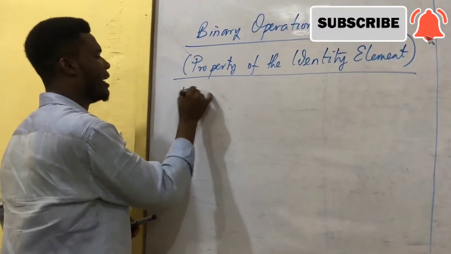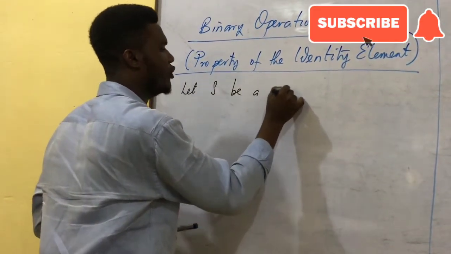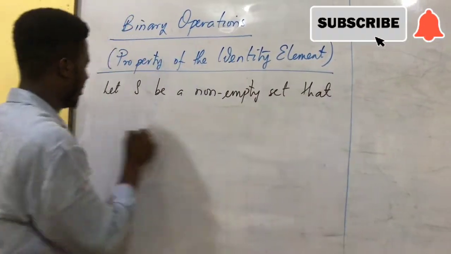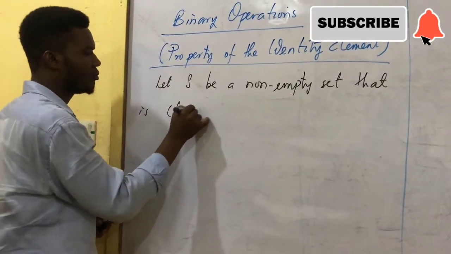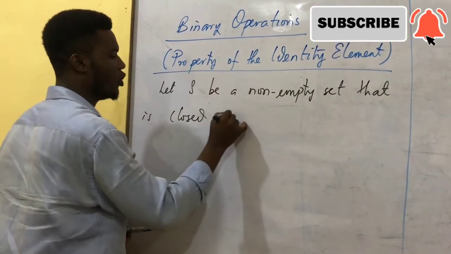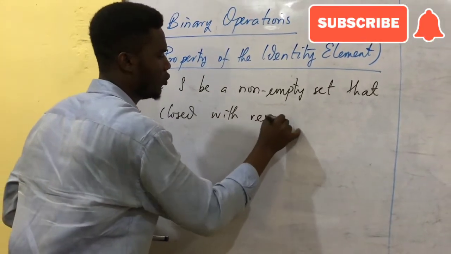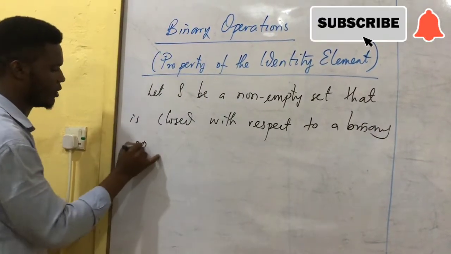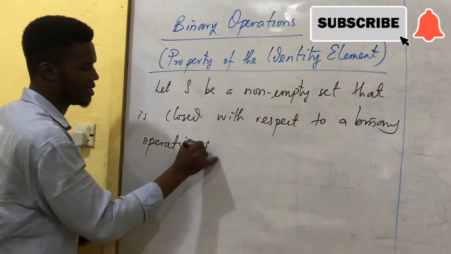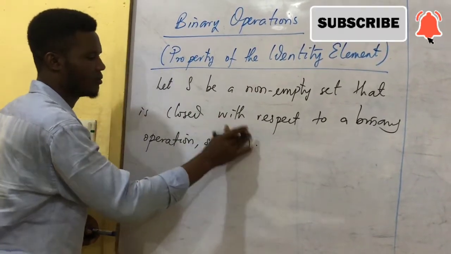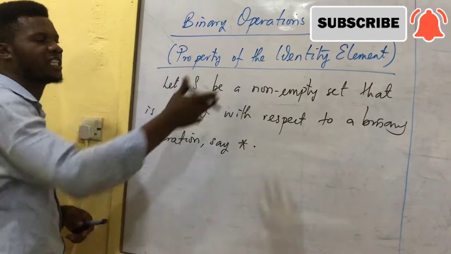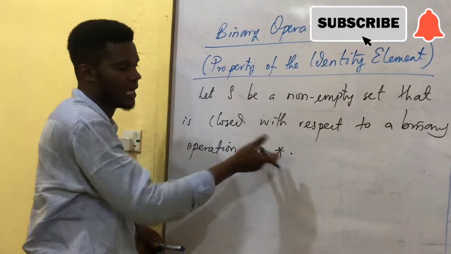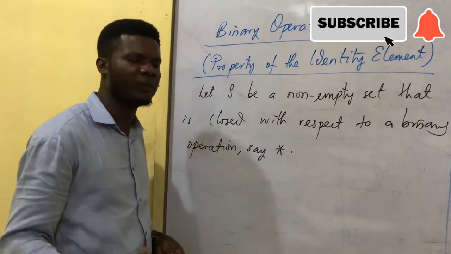So let S be a non-empty set that is closed with respect to a binary operation, say asterisk. Okay, so let S be a non-empty set that is closed with respect to a binary operation. In this case, I'm calling it asterisk. So how then do we define the property of the identity element?